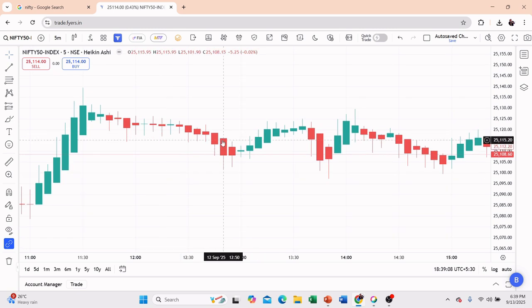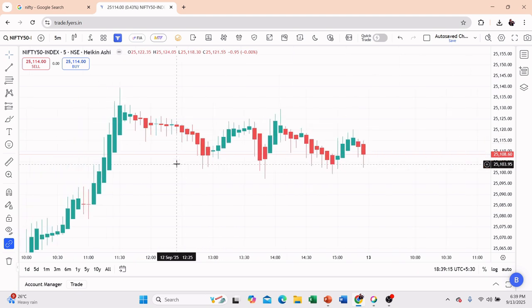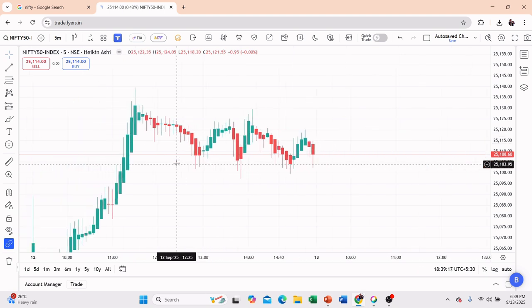And if there is no upper wick, it means there is a negative or bearish momentum. All right, so Heikin Ashi: if you are using a normal candle, just try to switch it to Heikin Ashi. You would understand the difference. Now, why do we use this? This is simply to reduce the noise.